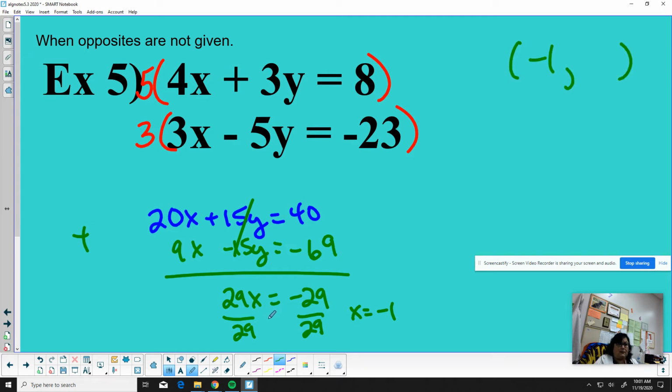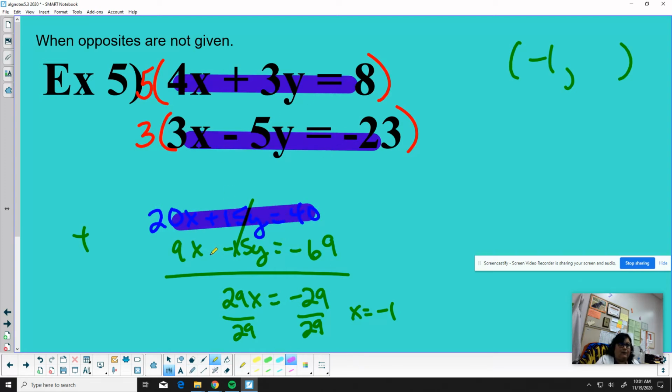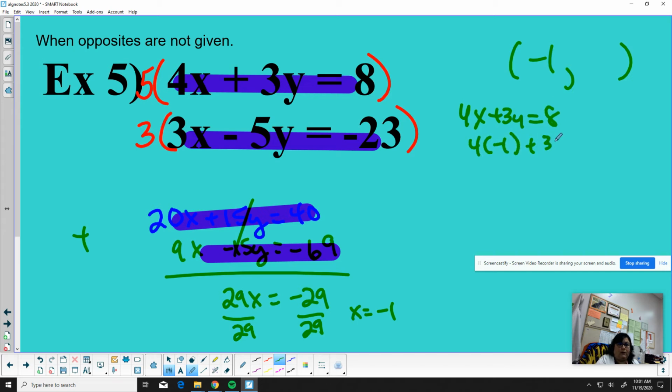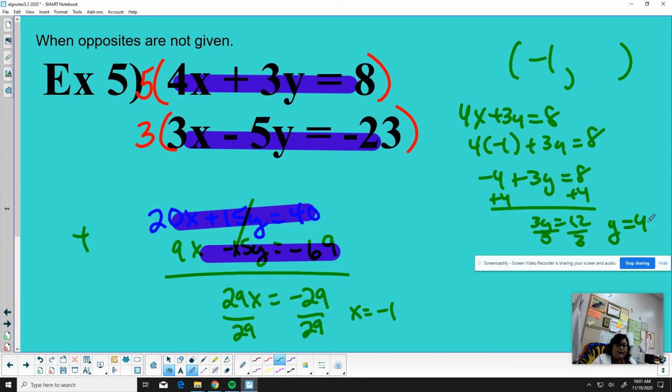That worked out nicely. Okay, so now I'm going to take the negative 1 and I have 4 places to plug it. I can plug it here, here, here, or here. I'm just going to do it in the top one, 4x. Okay, so 4x plus 3y equals 8. 4 times negative 1 plus 3y equals 8. Negative 4 plus 3y equals 8. So now I'm just using those solving skills that we developed so nicely in 7th grade and in 8th grade and in 9th grade in chapter 1. So my answer is negative 1, 4.